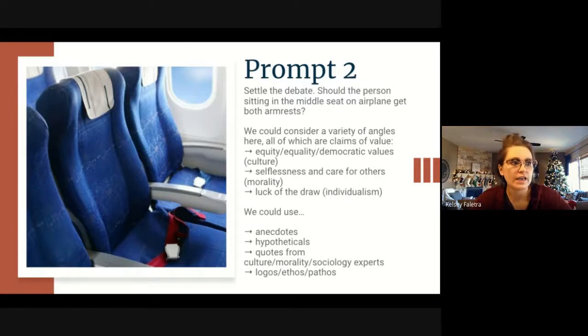And we could use anecdotes, hypotheticals, quotes, readings that we've read. We could use rhetorical appeals to prove our claim, to develop our position, right?